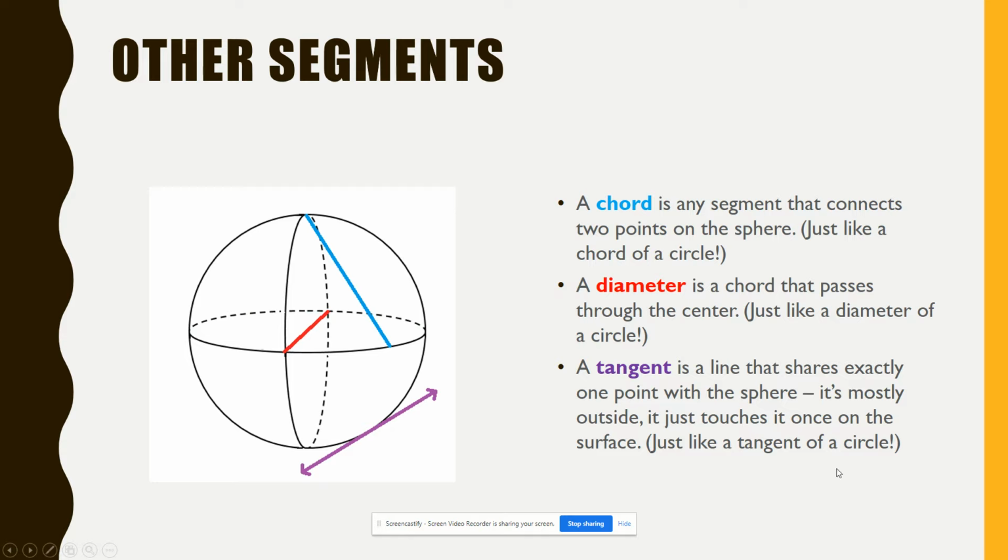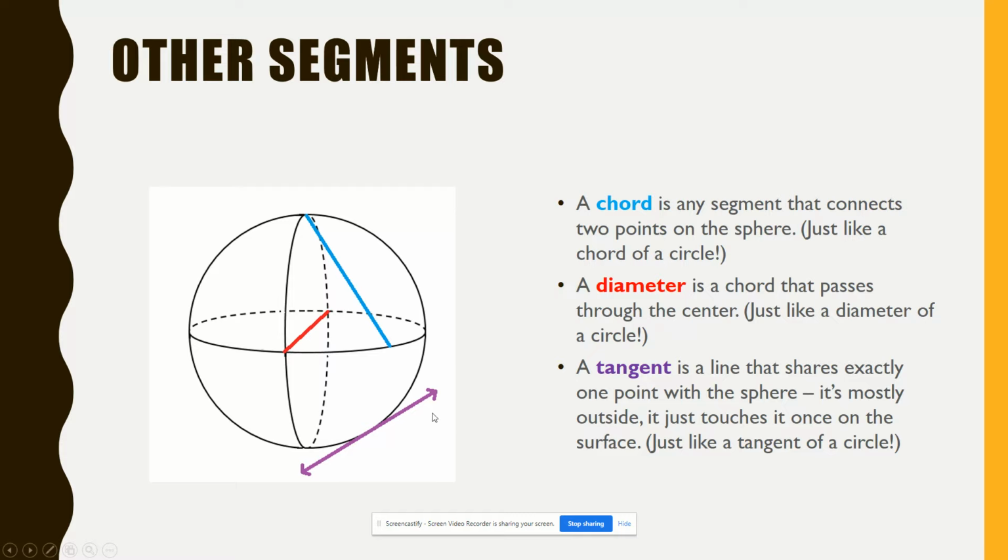And some other segments you should be familiar with, they're just like in a circle. A chord is a segment that connects 2 points on your sphere. So this one is on that front surface, and this one is on the top of the sphere. So it's going through the interior of the sphere, connecting 2 points on the surface. A diameter is a chord that passes through the center, again, just like a circle.